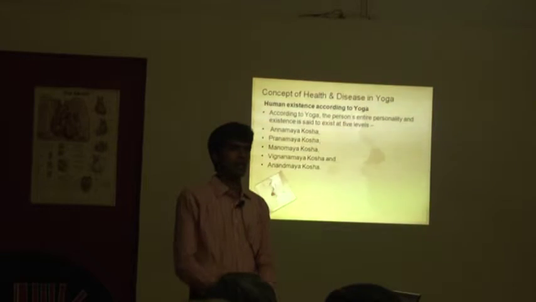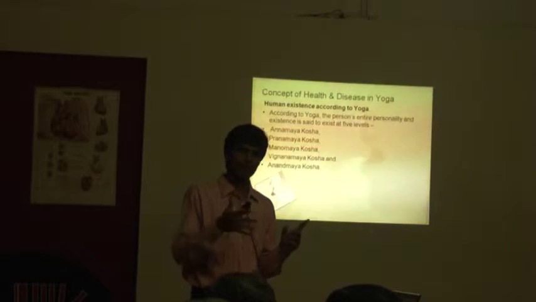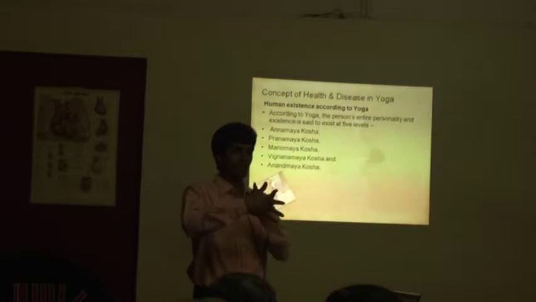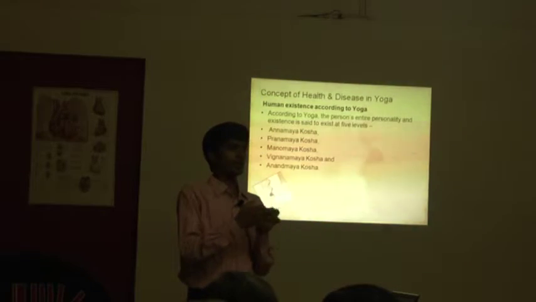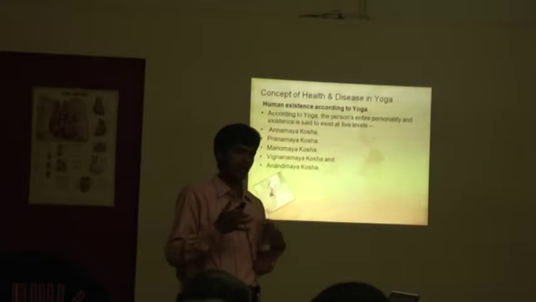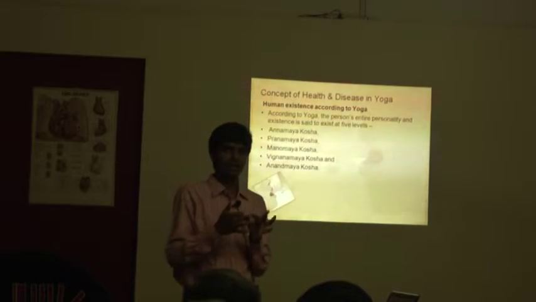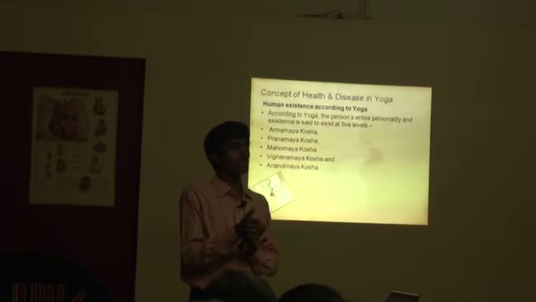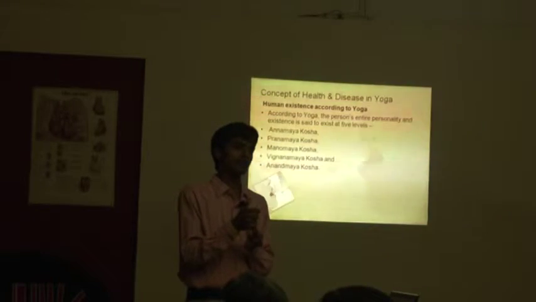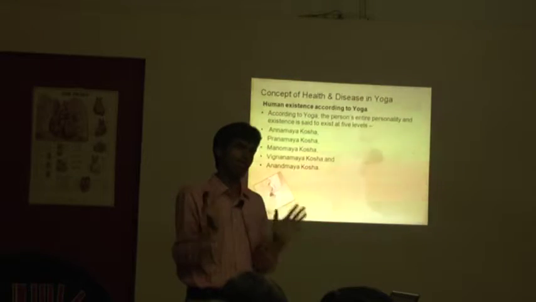Yoga understands that every being, every individual, has 5 layers of being. One is the physical aspect, that is the Annamaya Kosh. Then the breathing aspect, that is the Pranamaya Kosh. Then the mental aspect, that is the Manomaya Kosh. Then the intellectual aspect, that is the Vijnanmaya Kosh. And then there is a blissful aspect, that is the Anandamaya Kosh.